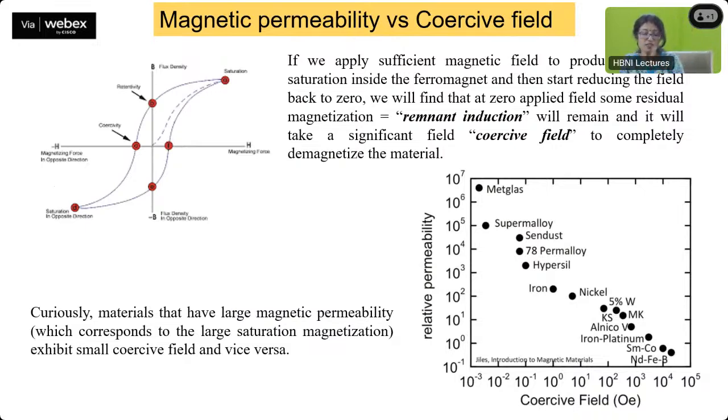If you look at the coercive field in Oersted and the relative permeability for different metals, plotted in this particular plot, you will find a very nice correlation. Materials which have a very large magnetic permeability, like Metglass, have very, very low coercivity. So when you have a very large saturation magnetization, they exhibit a very small coercive field, and vice versa. Again, with magnets like samarium cobalt and neodymium iron, the coercivity value is very high, but the relative permeability is much, much lower.